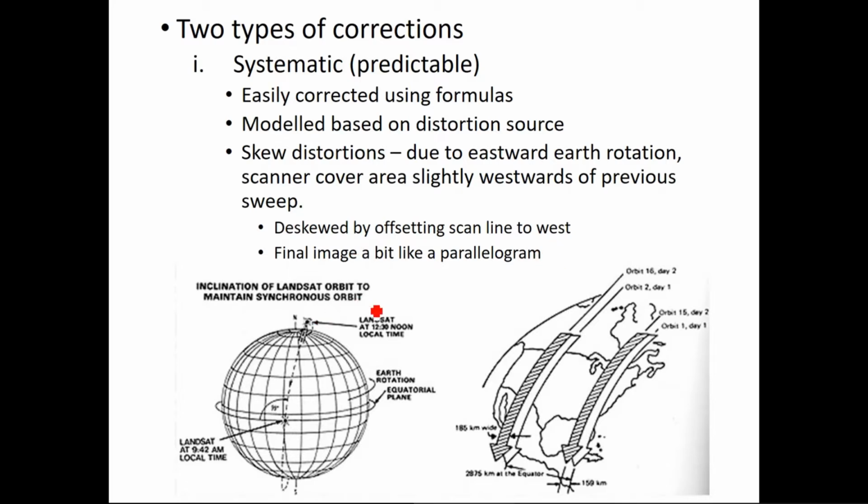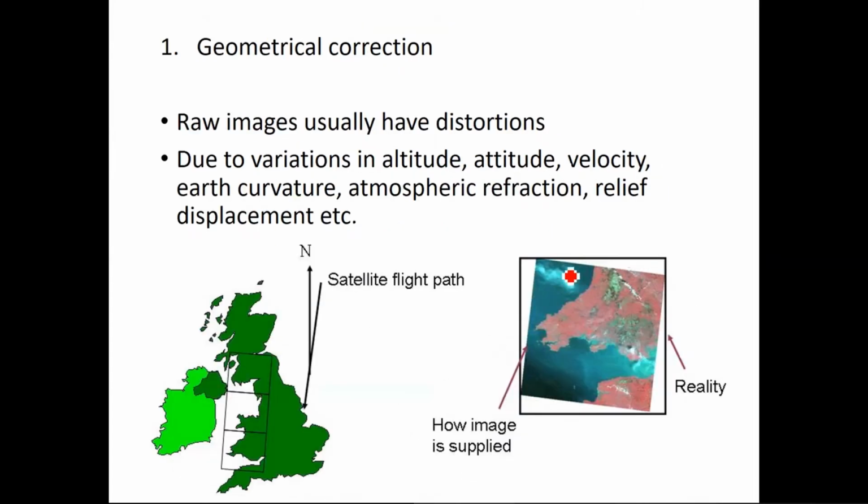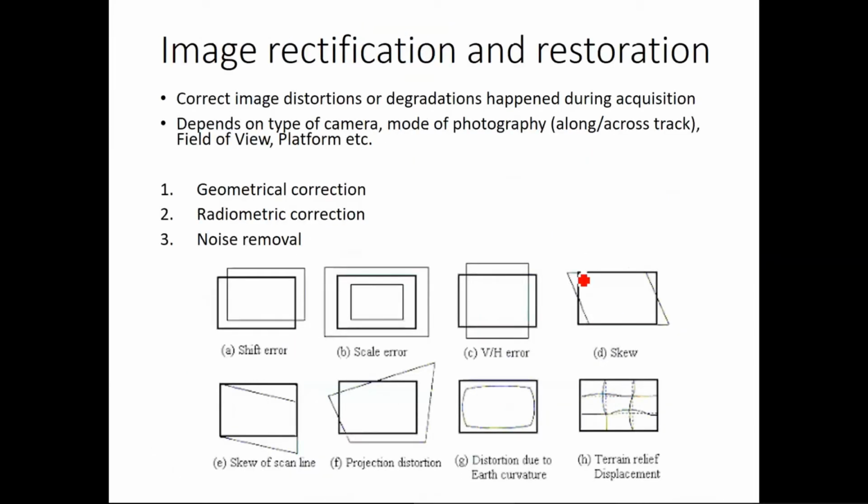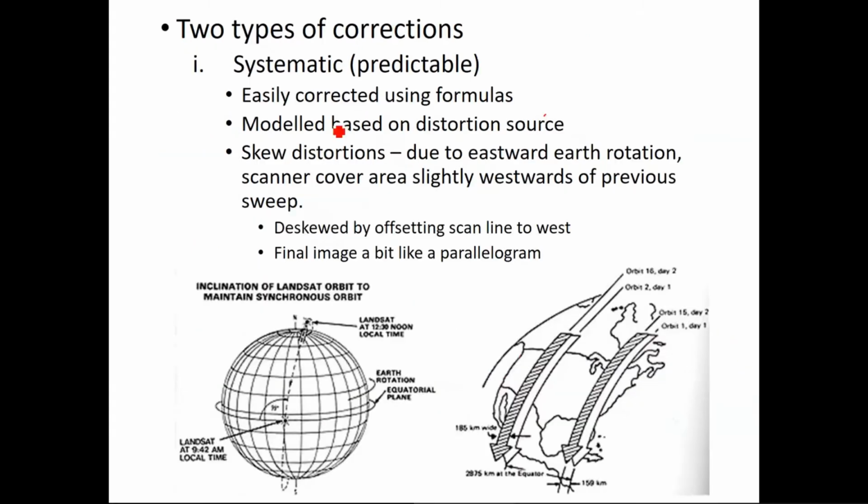So one of these errors is the skew distortions. As I mentioned, here you can see, skew. This should be the actual figure, but the figure obtained will be something like this. So that is one type of distortion. Depending upon the distortion source, there are various formulae to correct it. One example like that is skew distortions.